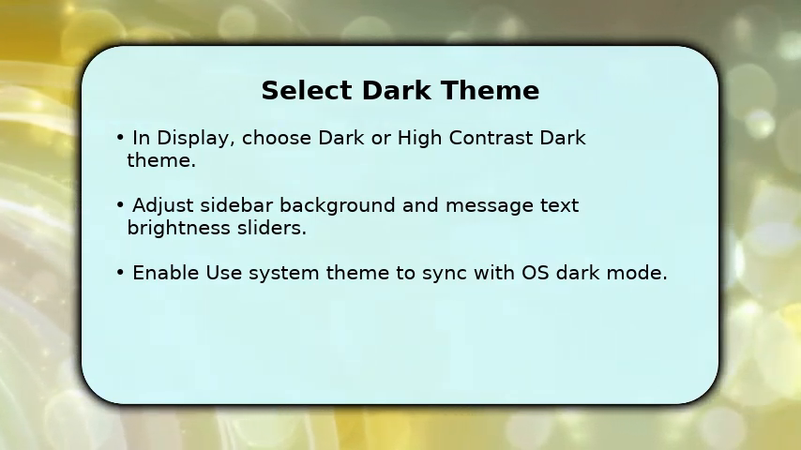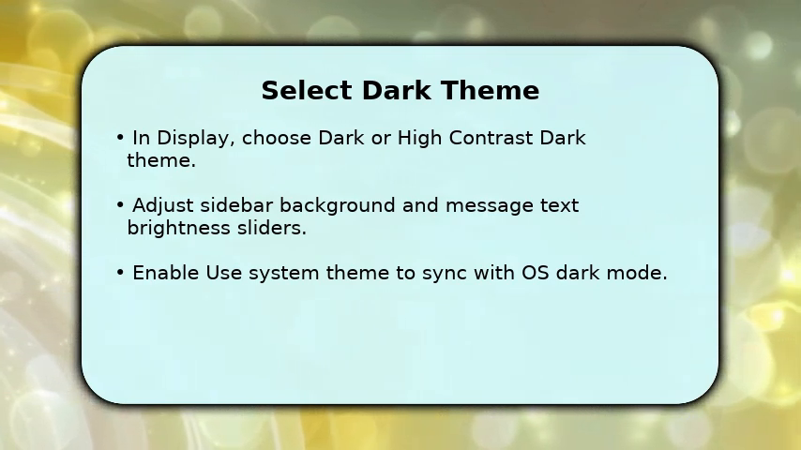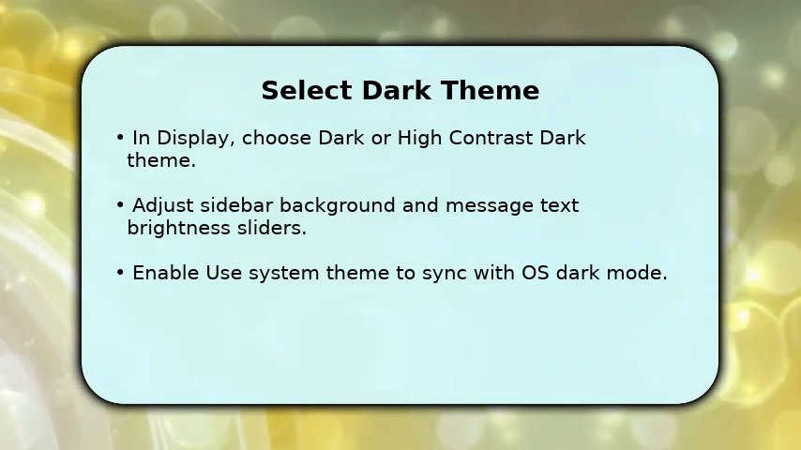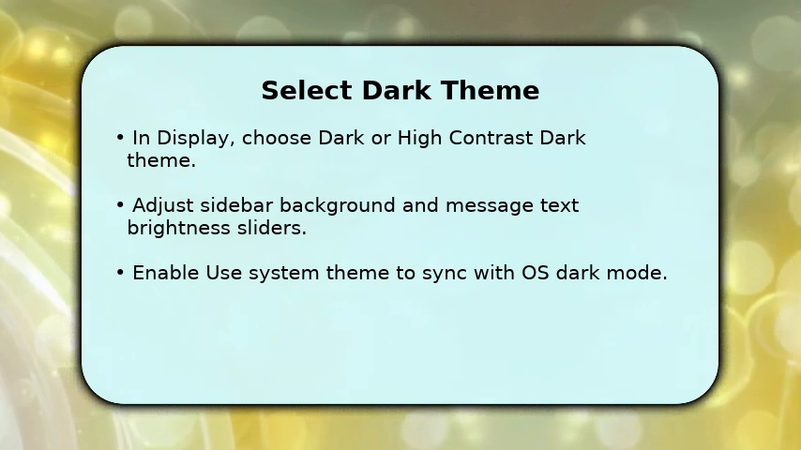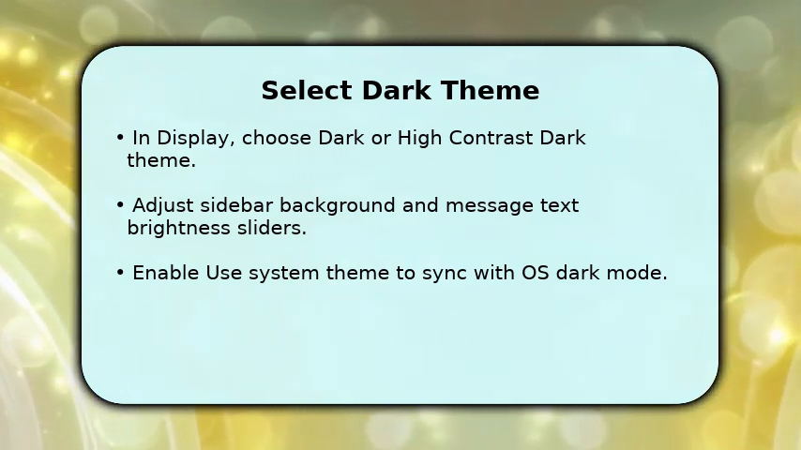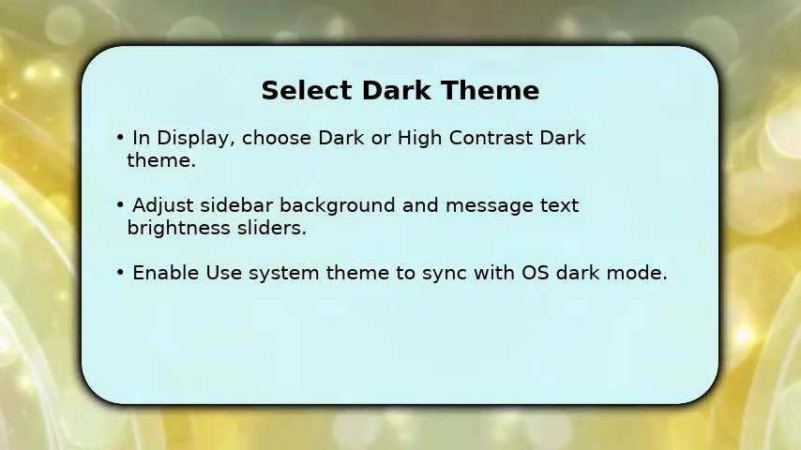Make sure to toggle Use System Theme if you want Slack to follow your operating system's dark mode automatically. Once done, test by viewing messages and threads to confirm text is legible and UI elements aren't obscured.